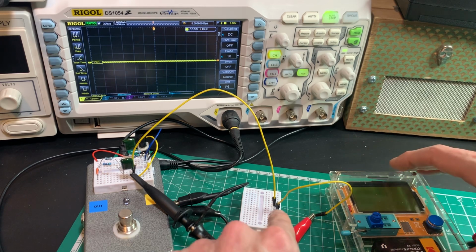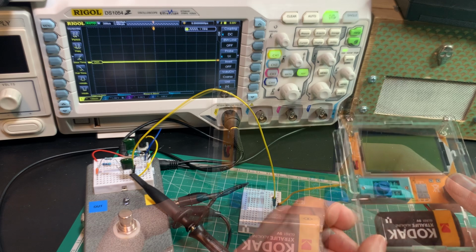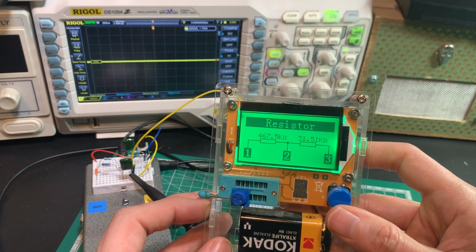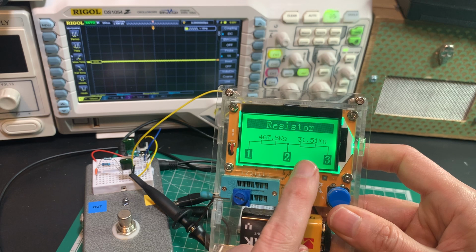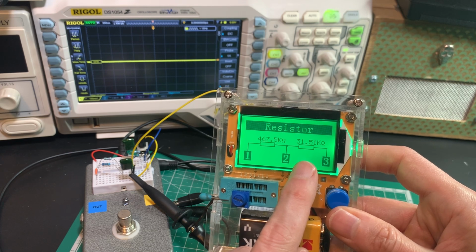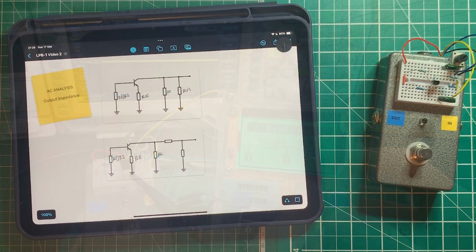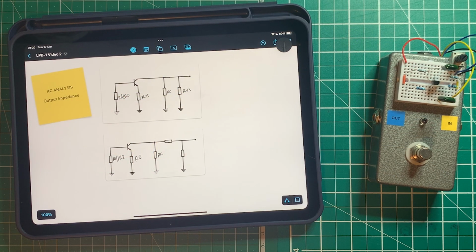And of course you could just measure it in circuit, that's probably easier. And we've got about 31.5 kilo ohms, which is really close to the 32 that we calculated earlier. Okay, so we can see our input impedance equations worked out quite well, and we tested them on the oscilloscope.